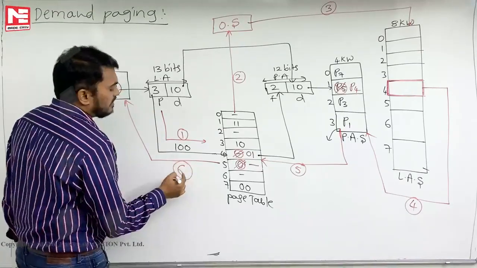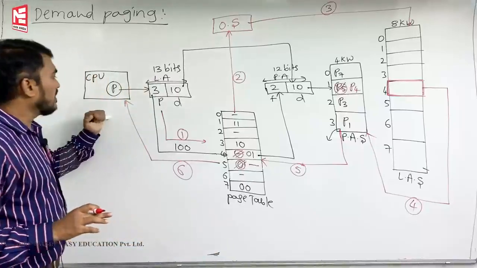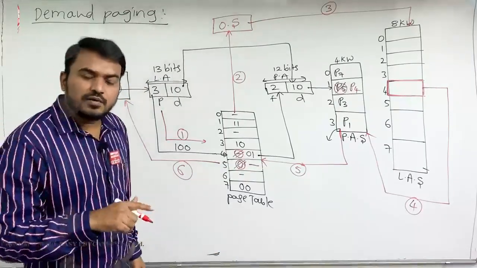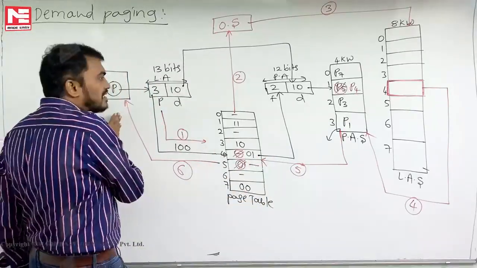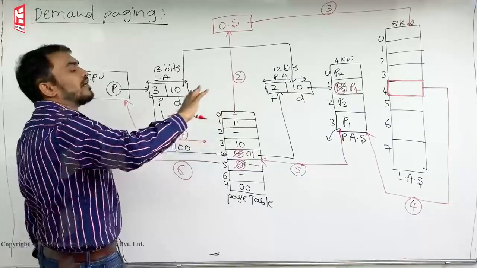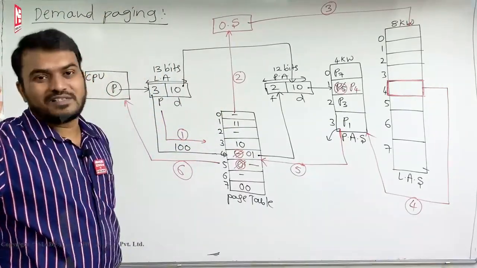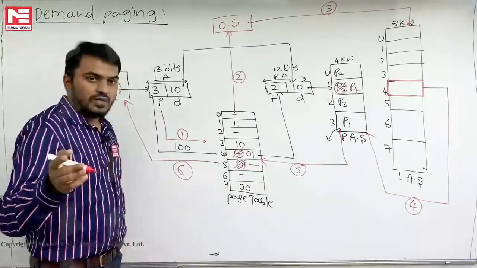The signal will be sent to the CPU. Okay, the signal will be sent to the CPU to continue program execution, and the CPU will access the required page in the main memory and continue the program execution. Is that clear? Right. Note down, step number 6.